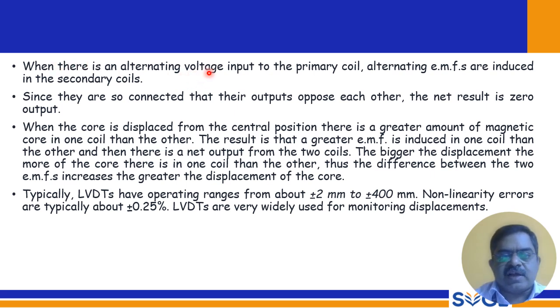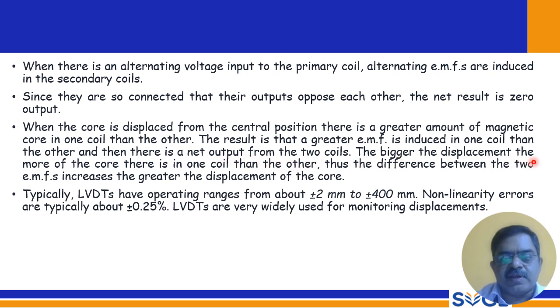When there is an alternating voltage input to the primary coil, alternating EMFs are induced in the secondary coils. So that is according to the transformer principle. Since they are connected so that their outputs oppose each other, the net result is zero output. When the core is displaced from the central position, there is a greater amount of magnetic core in one coil than the other. The result is that greater EMF is induced in one coil than the other, and then there is a net output from the two coils.